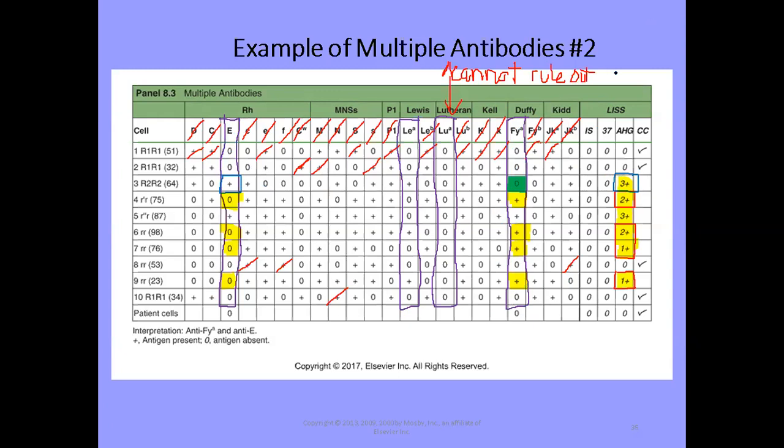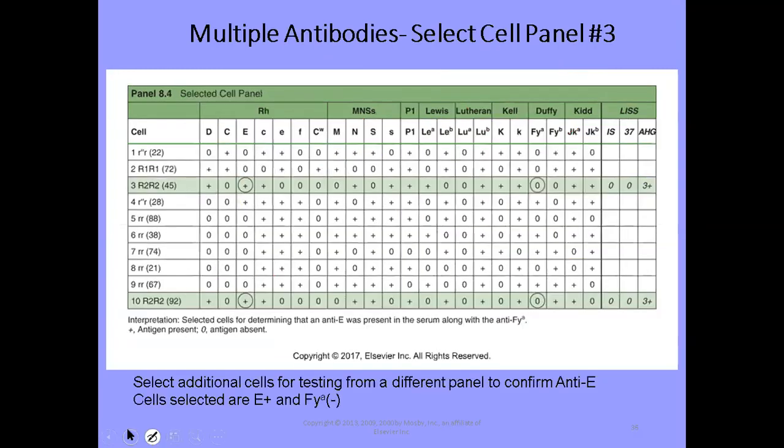I really need to prove that it really could be both anti-E and Duffy A. Okay, so let's look at some things we can do. One thing we could do is select some additional cells for testing to help us prove that both of these antibodies are present. And so we go to a different lot number of panel cells and hand pick the cells that we really want to test.